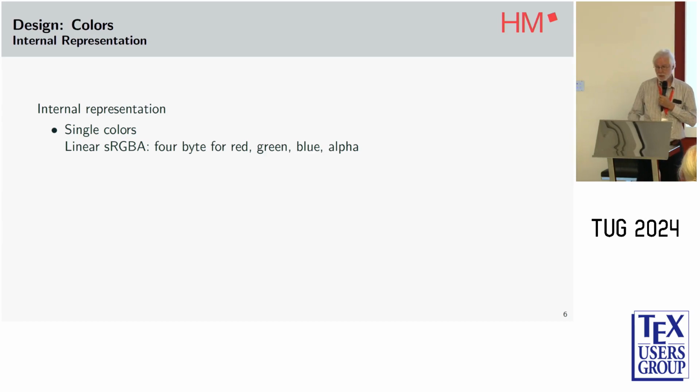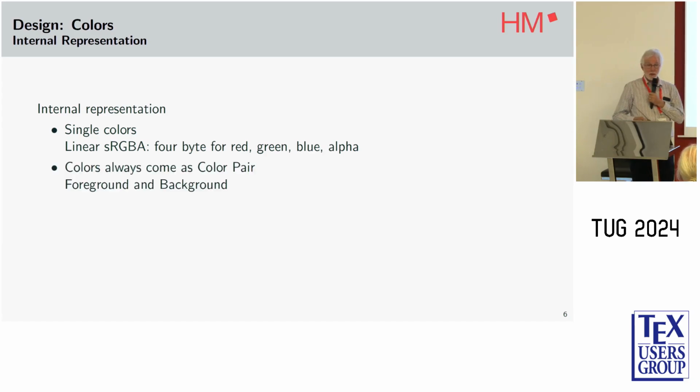Okay, internal representation. Internally, that means in the file format and in the TeX engine, there is only one representation of a color. It's 4 bytes, one for red, green, blue, and an alpha channel. And the meaning of it is the standard RGBA model. There is only one representation of a color. Every color is 4 bytes. Then colors always come as color pairs, one for foreground and one for background, always. You always have 2 colors.